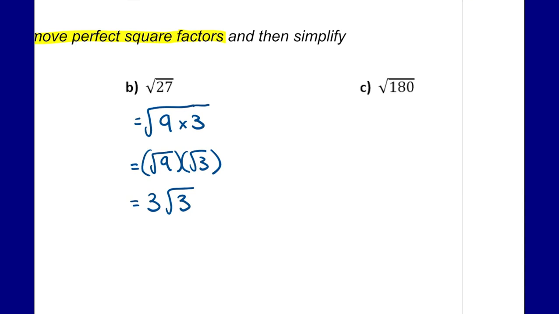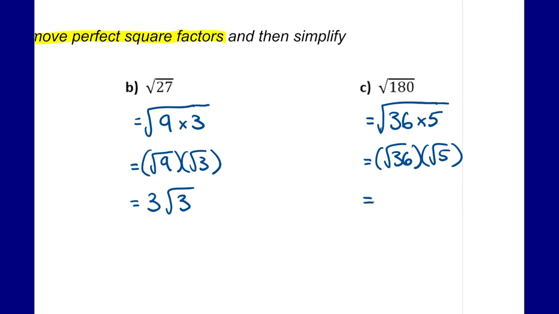For c, we're dealing with the square root of 180. I want to try to simplify this. If we look at our perfect squares, the largest one that we can use is 36. 36 times 5 is 180. We can break this up as the square root of 36 times the square root of 5. Root 36 simplifies to 6, and root 5 stays root 5.